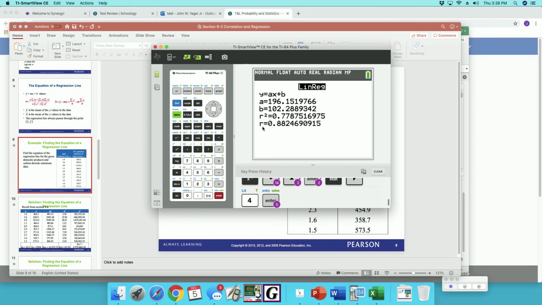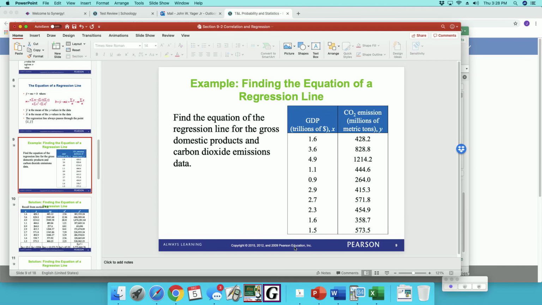Now, for a side note, R is 0.88. So that means our data points are going uphill. And 0.88 is pretty good. It's, you know, strong positive correlation. All right, so let's go back to our slides.